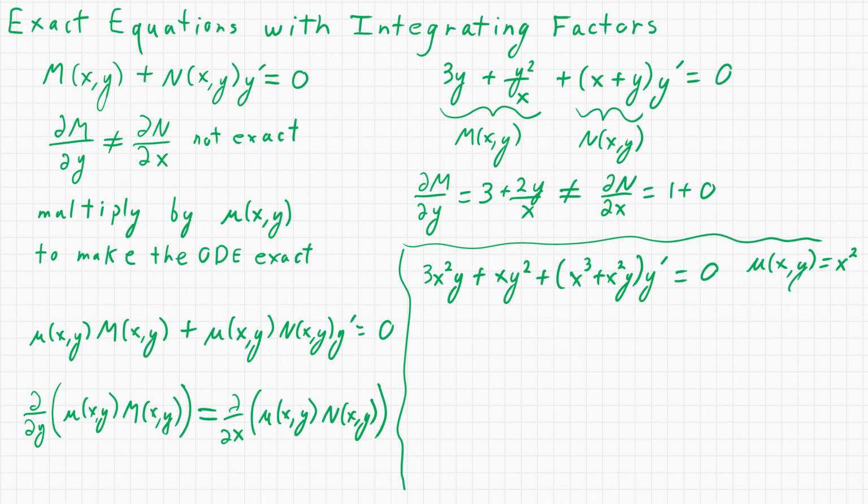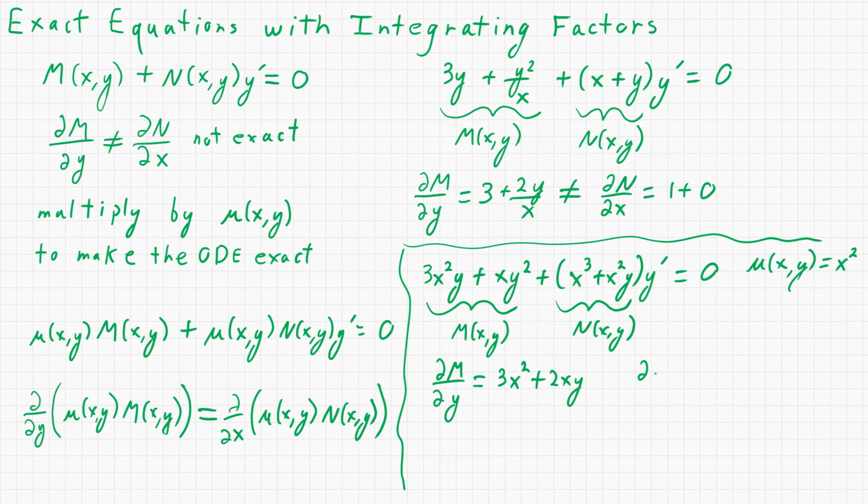So now let's take a look. This is the new M(x,y) and this is the new N(x,y). We have partial M partial y. A little more complicated: we get 3x squared times 1, so 3x squared. The next piece, xy squared, the 2 comes down, we get 2xy.